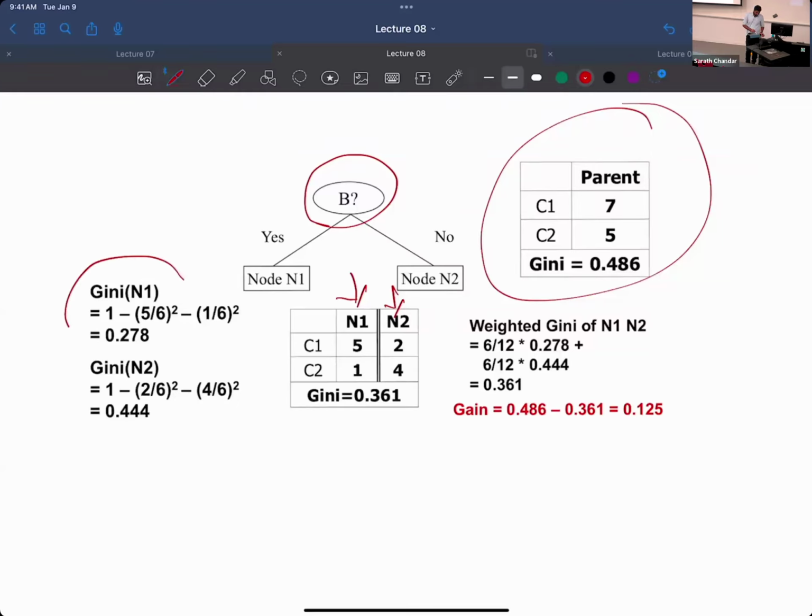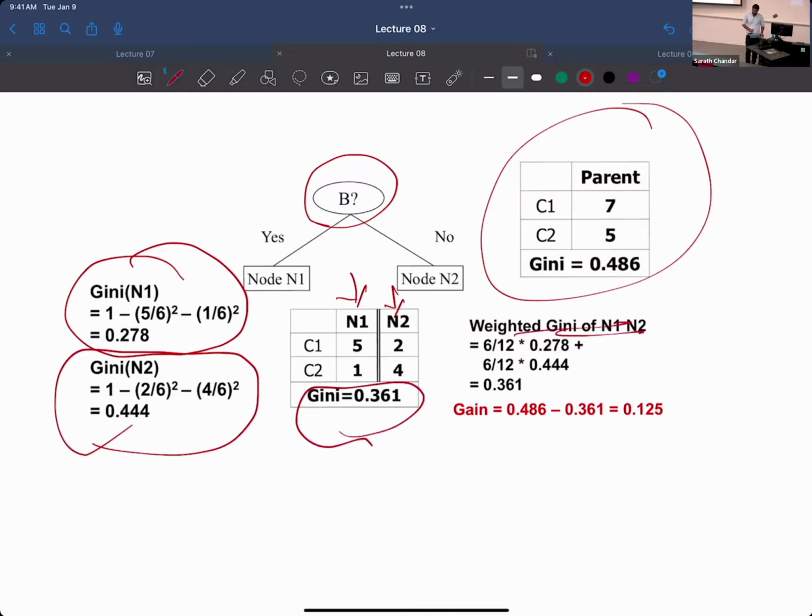Now the Gini for N1 is this, the Gini for N2 is this. So when you do the weighted Gini, that is this. So before the split, my Gini index was 0.486. After the split, it became 0.361. So we wanted to go to 0, right? So which means this is a meaningful split. When I do the split, I'm making progress in my prediction problem. So the gain is given by this value. Okay, so this is for one condition B, right? Similarly, you can do it for another condition, another condition, another condition. So check which condition has the maximum gain.